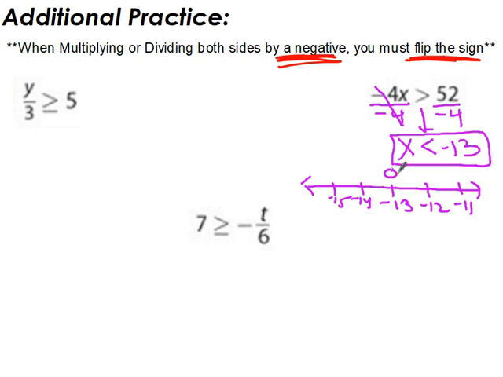Now for this one, I'm getting y by itself. This is y divided by 3. The opposite of division is multiplication, so I multiply both sides by 3. Now I'm not multiplying both sides by a negative because this isn't a negative. So because of that, nothing flips. I just bring down my sign, and I get y is greater than or equal to 15. I don't have to flip anything because I'm not multiplying anything by a negative. It only is when we have to do it by a negative. So I'm already done. I can have a closed circle on 15 and shade to the right.